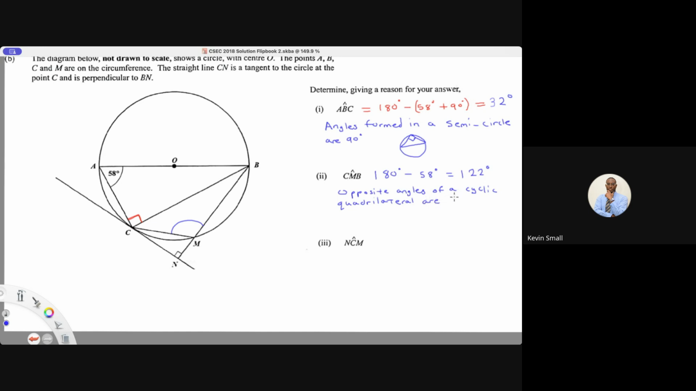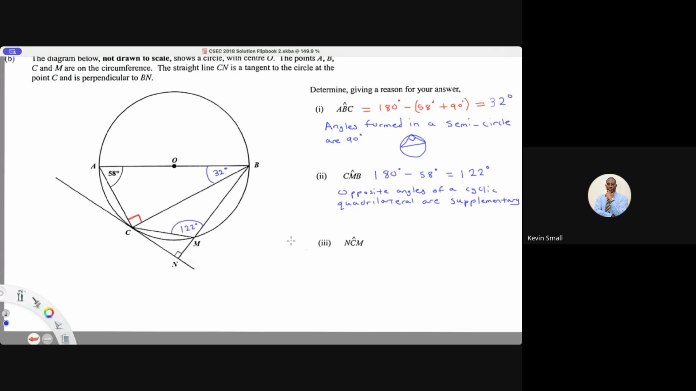Instead of saying add up to 180, one word that can summarize that, you can use the word supplementary, Keandra, if you care to. But that word means adds up to 180, okay? All right, so opposite angles of a cyclic quadrilateral are supplementary. So this is 122 degrees. And this one here, we worked out before, was 32 degrees. All right, we're slowly but surely getting through with the question.